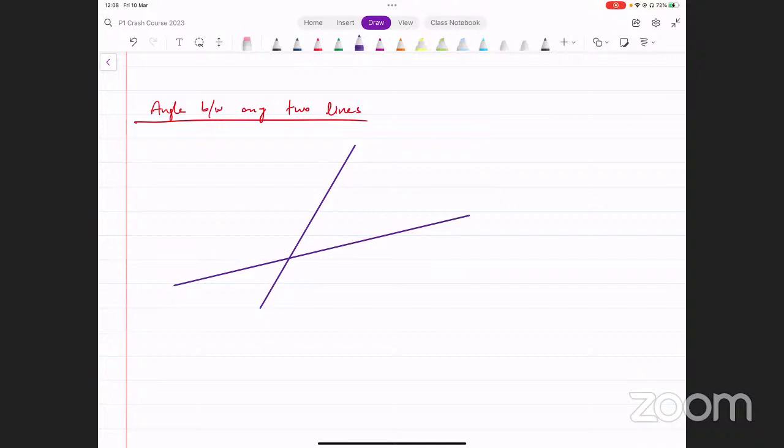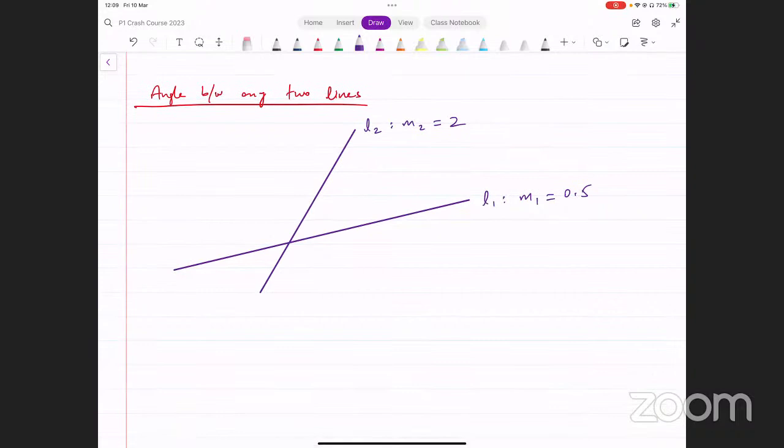The gradient of the first line, let's say, so let's call any one of them L1. Let's say this is L1, this is M. The gradient of this line is 0.5, let's say. Let's call the other line L2. Let's say the gradient of this is denoted by M2, and that value is 2. So the gradient of the first line is 0.5 and the gradient of the second line is 2. We want to find the angle between these two lines. So essentially, we're looking for this angle.